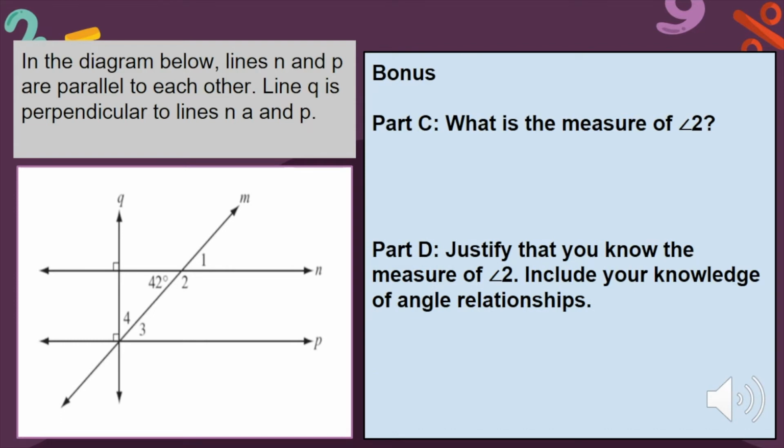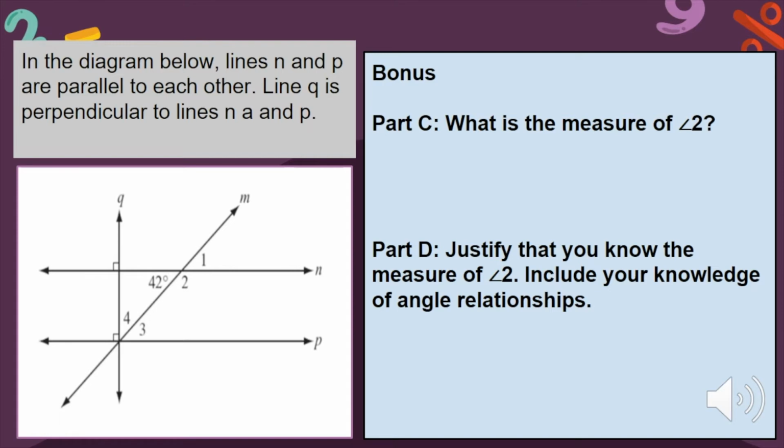We are going to extend our thinking just a little more with a bonus question. Part C. What is the measure of angle 2? Part D. Justify that you know the measure of angle 2. Include your knowledge of angle relationships.